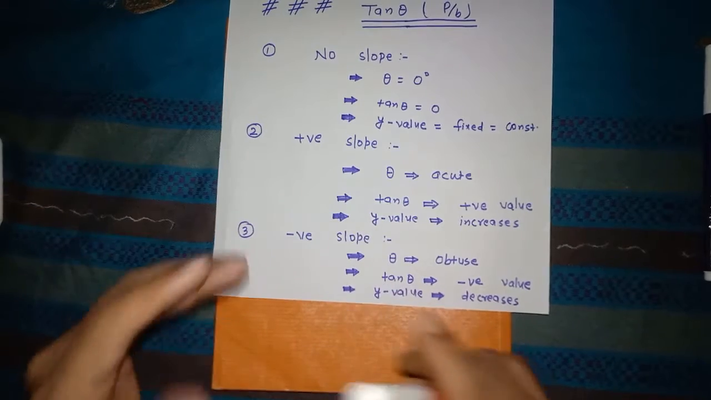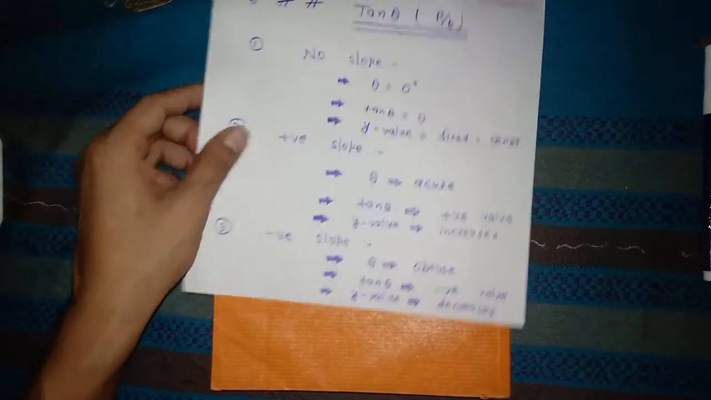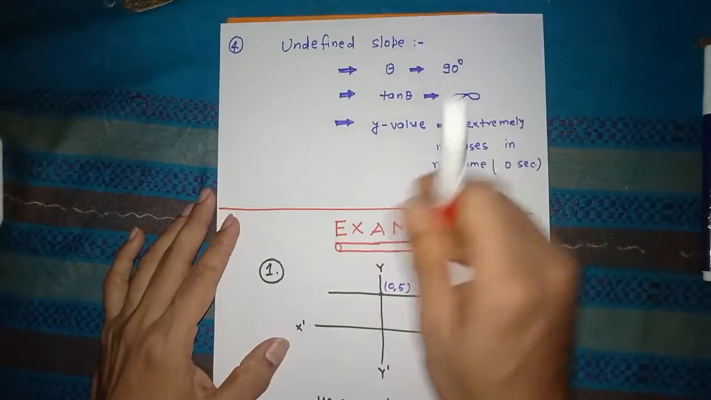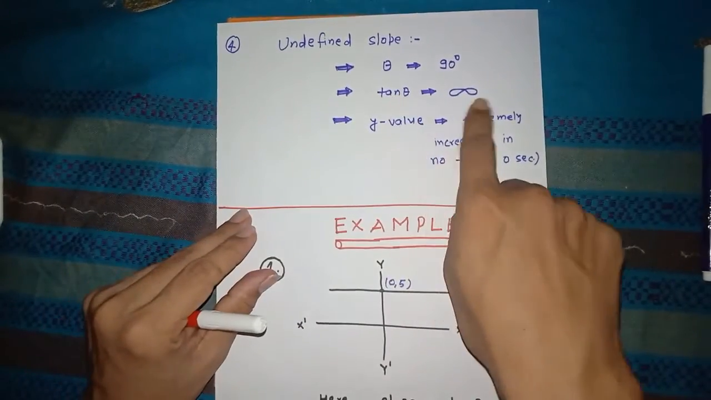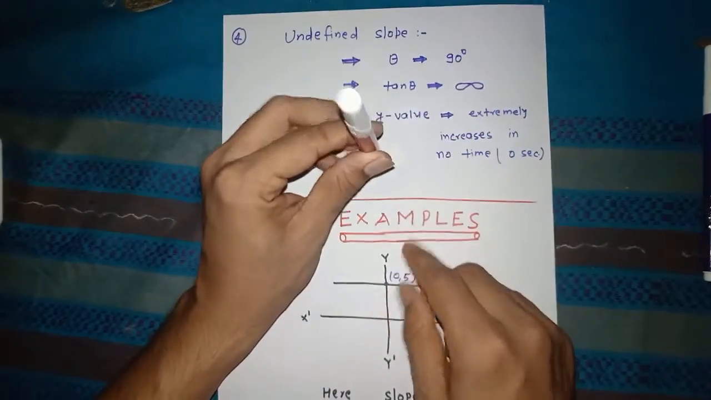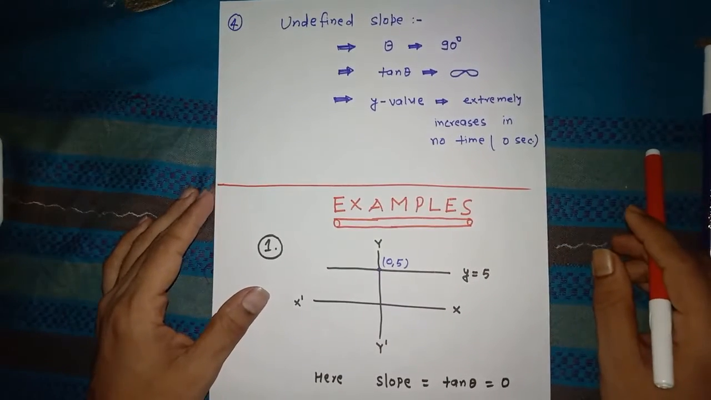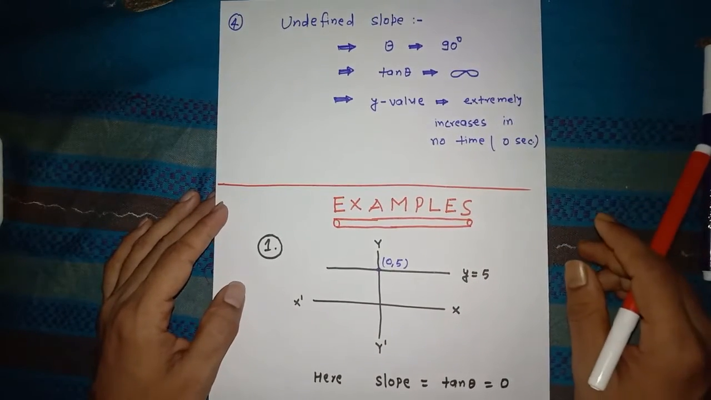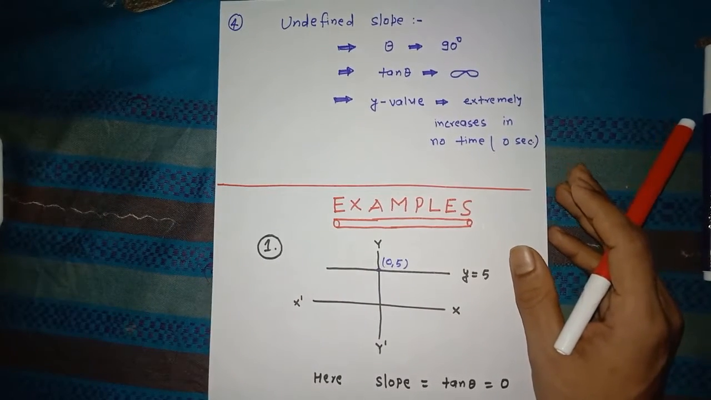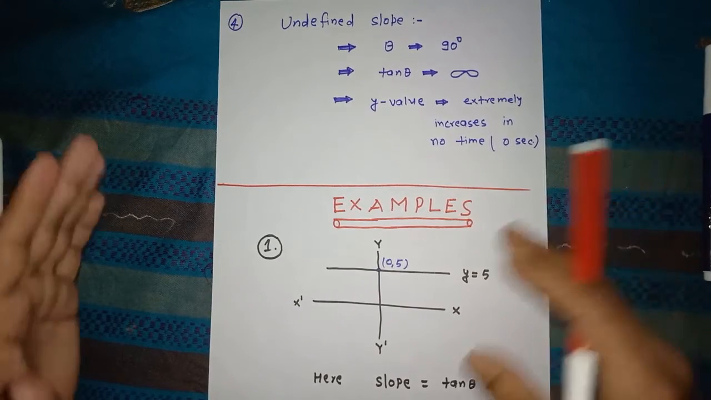So tan theta is the ratio which confirms all the cases related to slope. For undefined slope, if theta is 90, we know that tan 90 is infinity, that means there is no defined slope in this case. So you have learned that tan theta is the only trigonometric ratio which accurately gives the idea about slope.